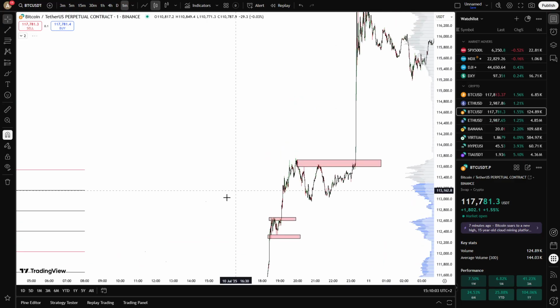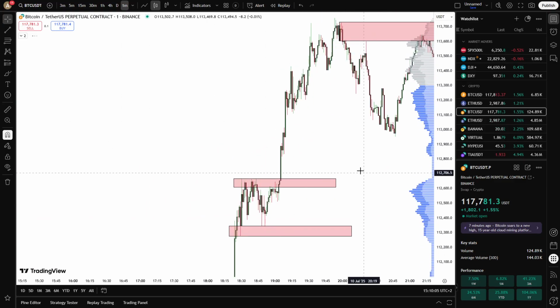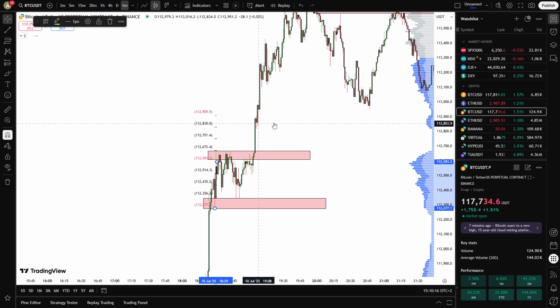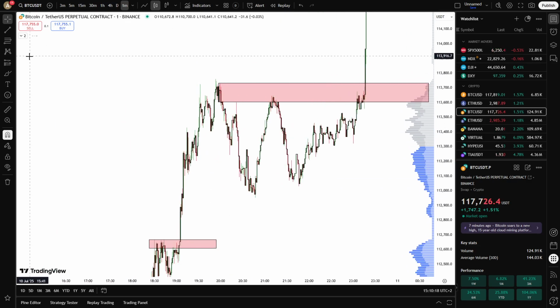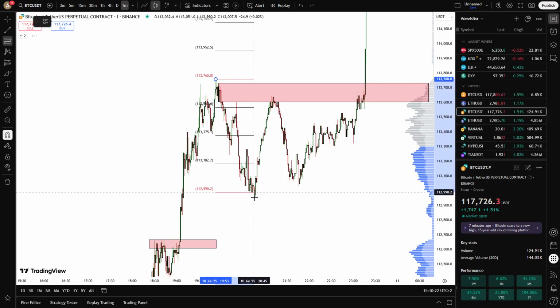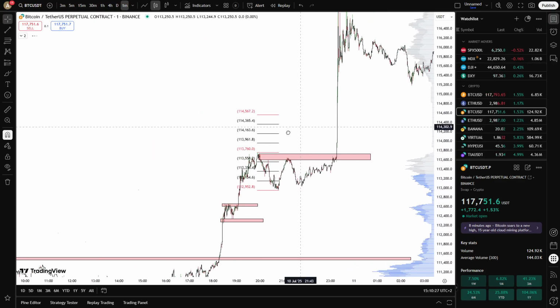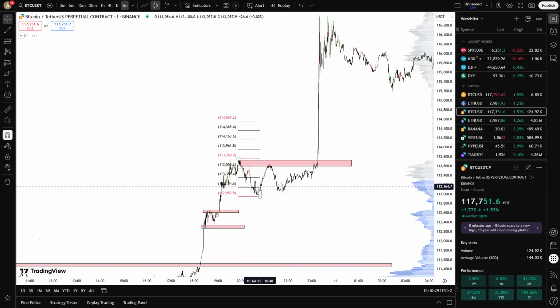So what do you do when there's a new range being made? You again get that Fibonacci tool and you put it like this, and you have your extension targets again. Later, a new range gets formed. So how do we play this again? We have those extensions yet again. And the move was so explosive that all of these extensions have been filled.